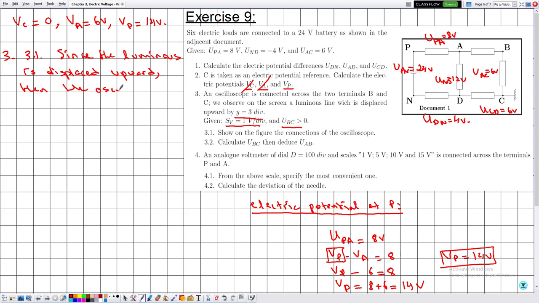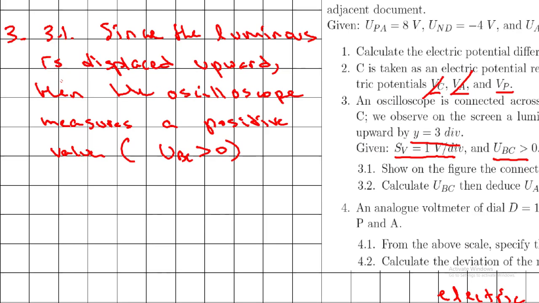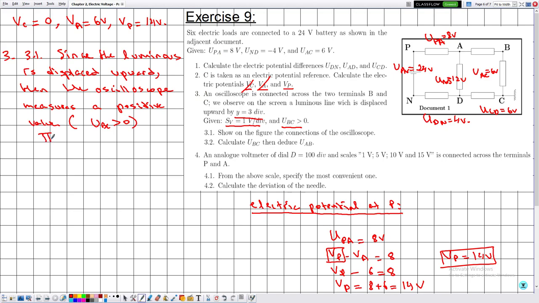then the oscilloscope measures a positive value. And knowing that it is given that UBC is positive, because the luminous line is displaced upward, which means that the oscilloscope is measuring a positive value, and we know that UBC is positive, then the oscilloscope measures UBC. Now after we have determined that the oscilloscope measures UBC, now we can figure out the connections of the oscilloscope.